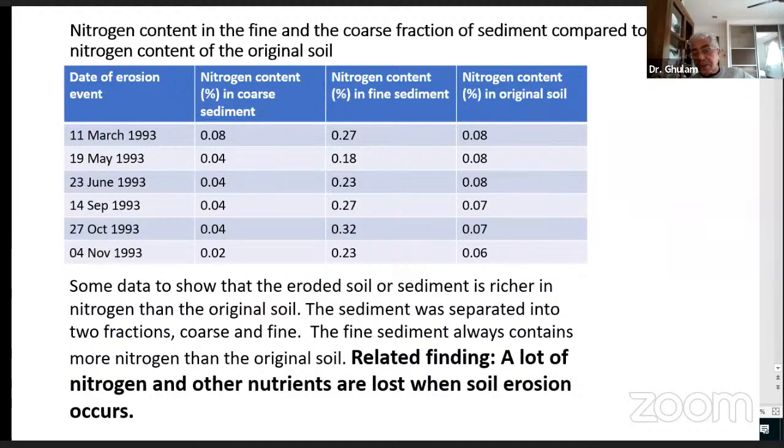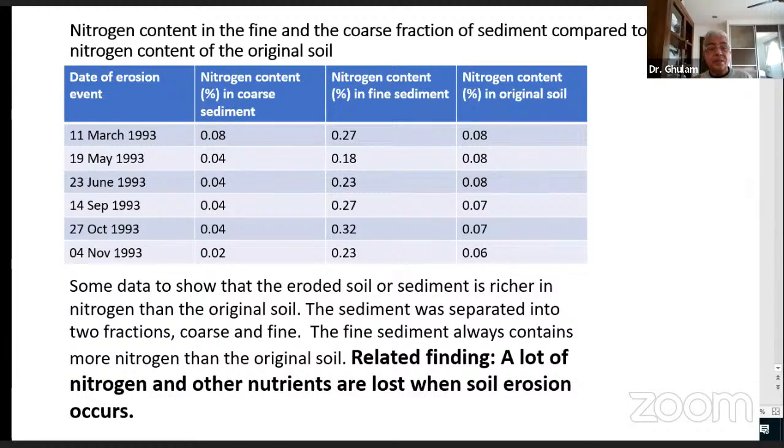The original soil that is on the ground, that means before it was eroded, is sampled. Also, when erosion occurs, the bed load or coarse sediment is sampled, and then the suspended load or fine sediment is also sampled. And then these were analyzed in the laboratory. In this case, it's for nitrogen, just as an example to show you the differences.